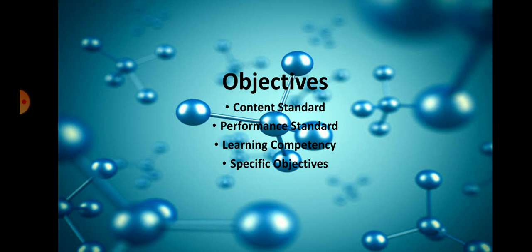And lastly, specific objectives. At the end of the lesson, the students should be able to define a chemical reaction, identify the different types of chemical reaction, explain each type of chemical reaction, and give examples of chemical reactions they encounter every day.